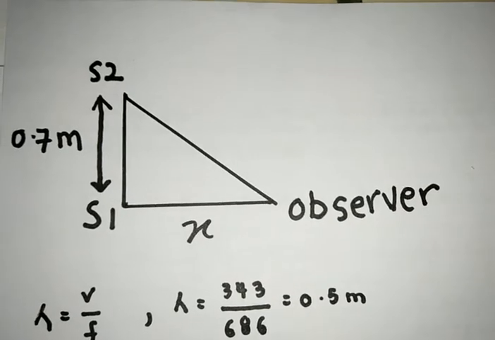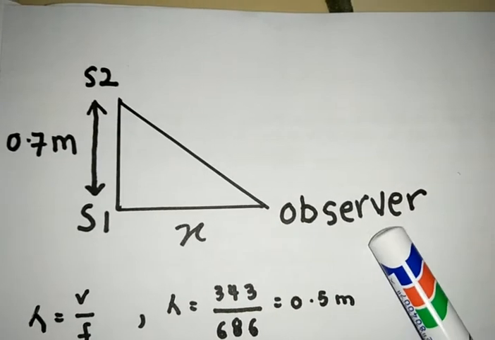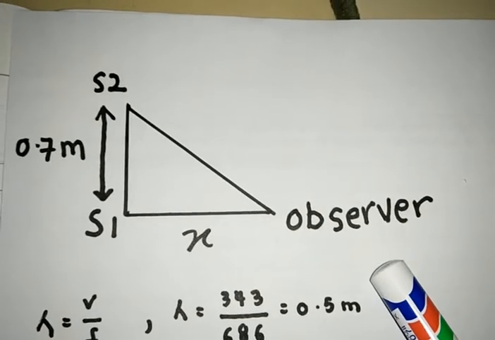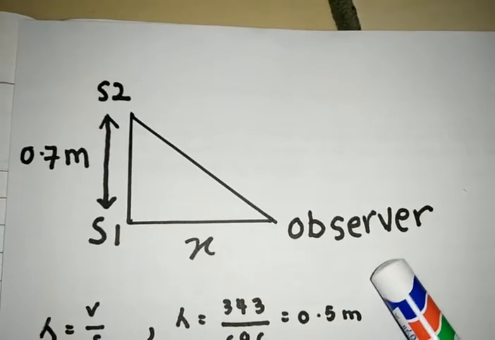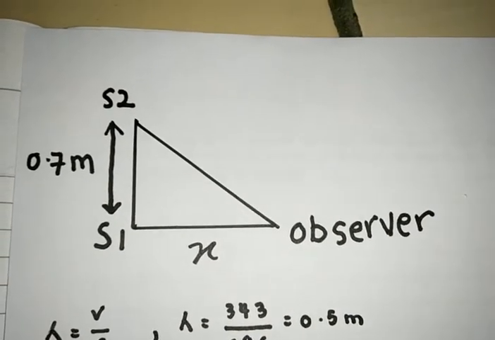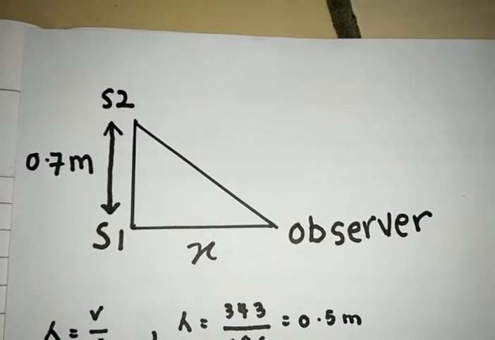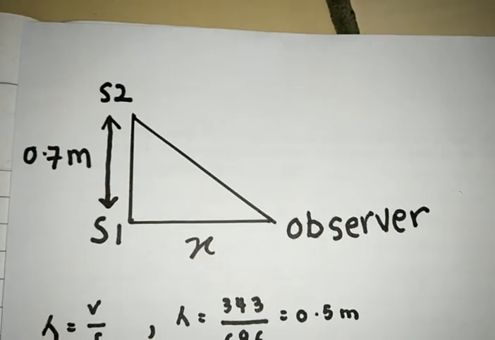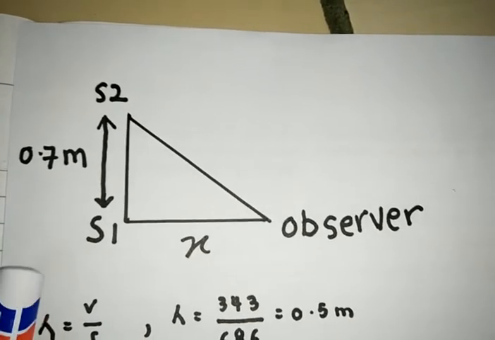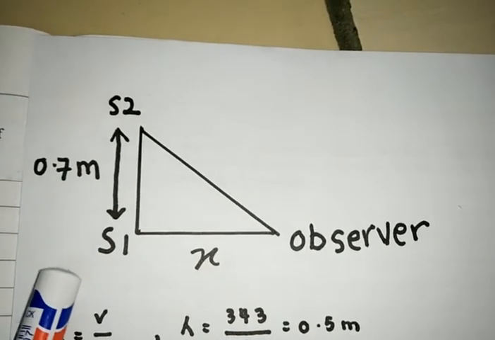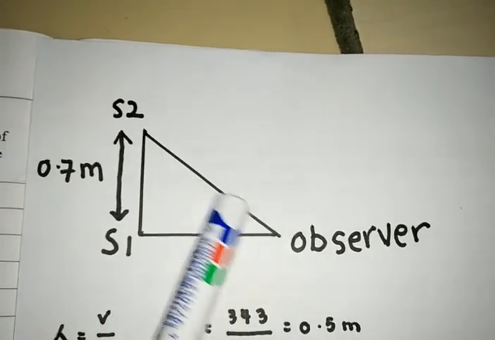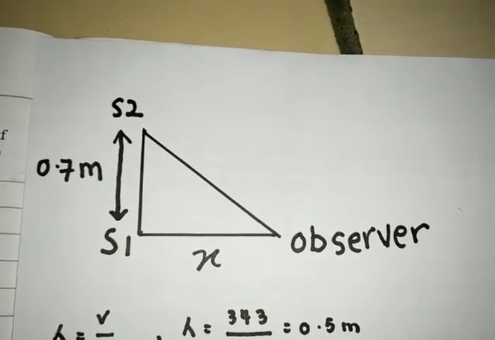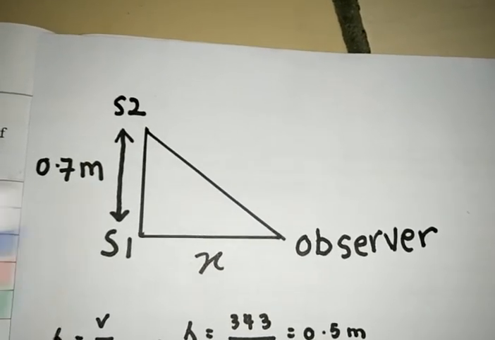The idea is that the person, the observer, starts at one of the speakers and walks straight north from that speaker, so that a right triangle is created between him, one speaker, and the other speaker. The hypotenuse of this triangle is the line from the person to the other speaker.